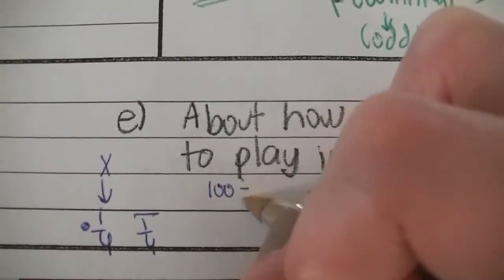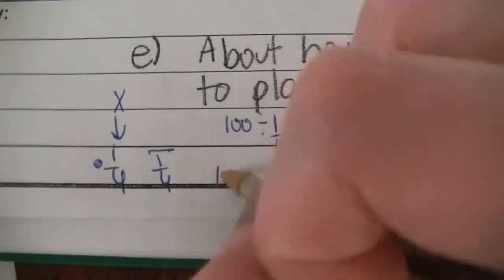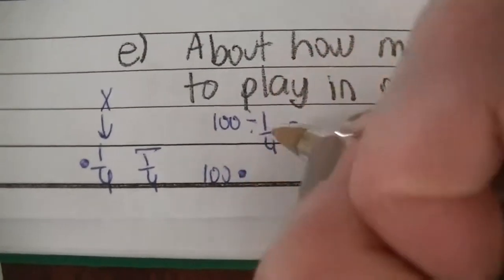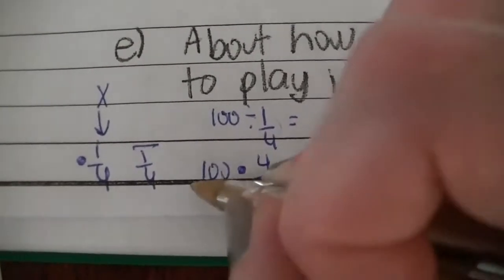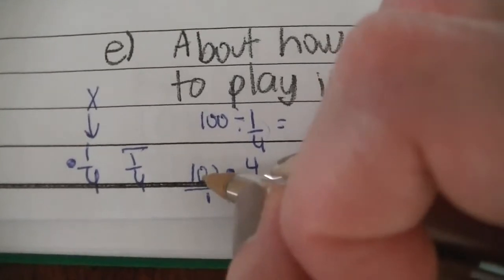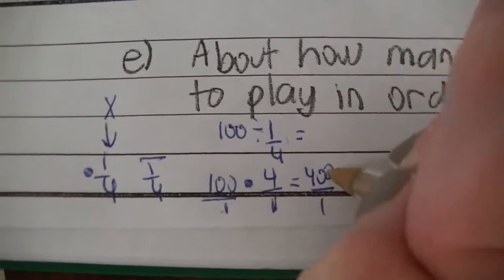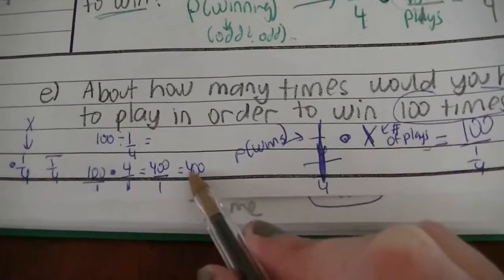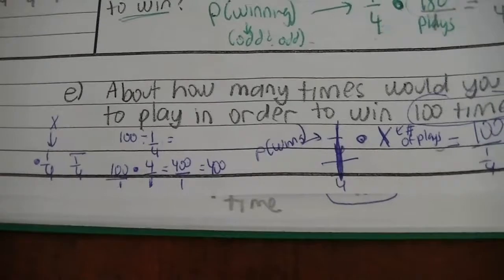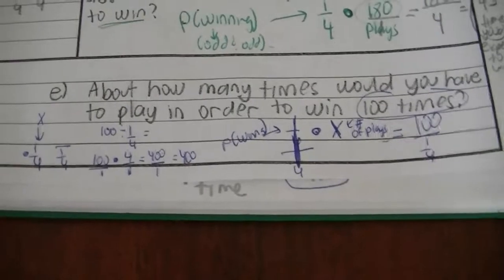So I've got 100 divided by 1/4. Let's do keep, change, flip. So we're going to keep it, change that to multiplication, and then flip this. Give me the reciprocal of 1/4, which is 4/1. I'm going to turn 100 into its fractional form so I can multiply straight across. 100 times 4 is 400. 1 times 1 is 1. 400 divided by 1 is 400. So x, which represented the number of plays, is what? We'd have to play 400 times. You'd have to play 400 times to win 100. I'm sorry, to win 100 times, okay?